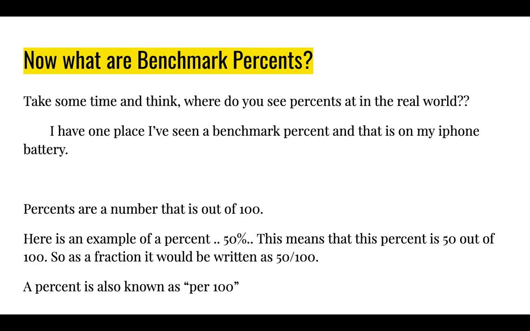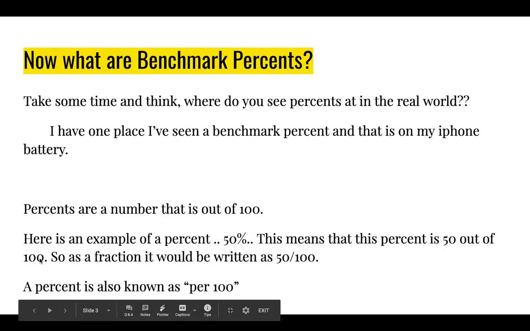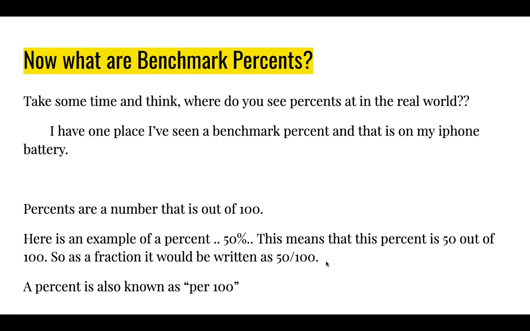They'll say 50% off or 25% off. Okay? Percents are numbers that are out of 100. Here is an example of a percent. 50%. This means that this percent is 50 out of 100. Why? Because when I see that percent sign, that means that it is out of 100. So, as a fraction, it would be written as 50 over 100. A percent is also known as per 100. Okay? Now we're moving on.